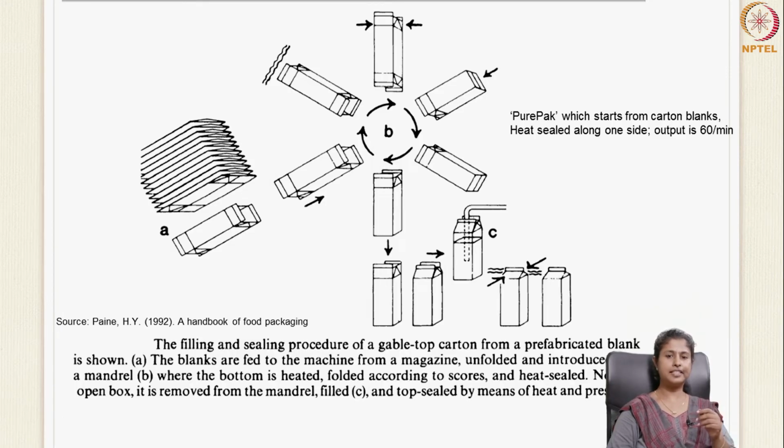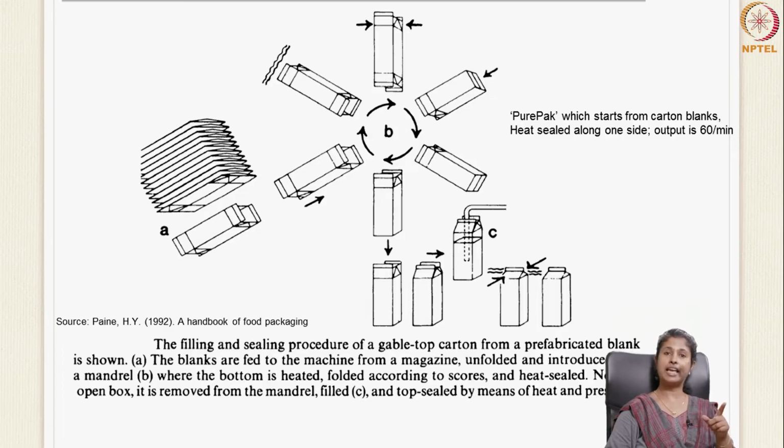A third kind of design is the pure pack, which starts from the carton blanks. As you see in section A, you have these carton blanks. They're heat sealed along one side and usually the output is around 60 cartons per minute. If you look at this picture, the filling and the sealing procedure of this gable top carton is shown here.